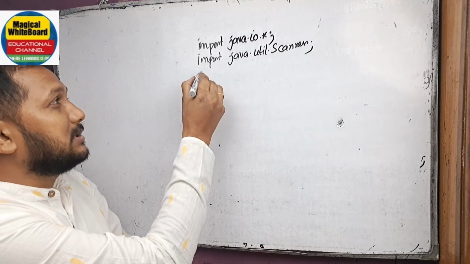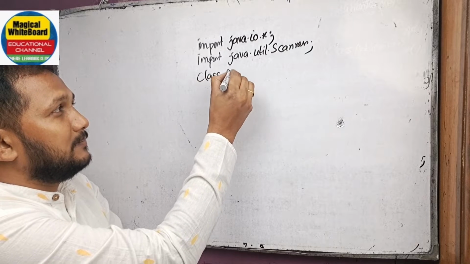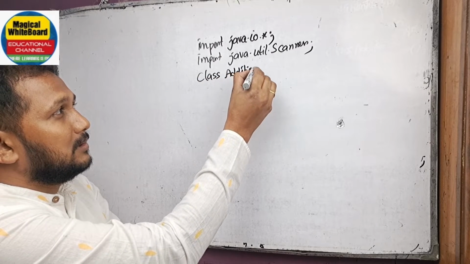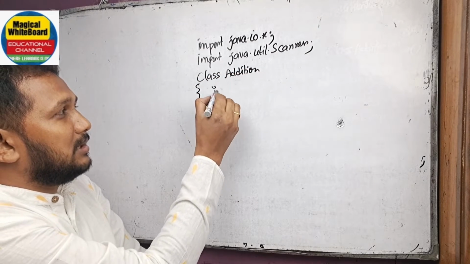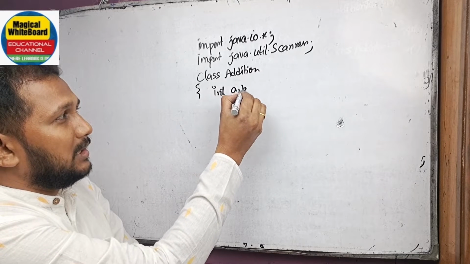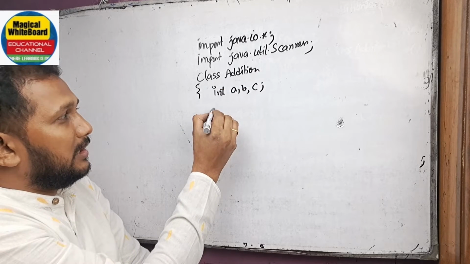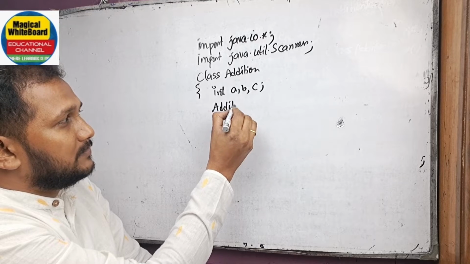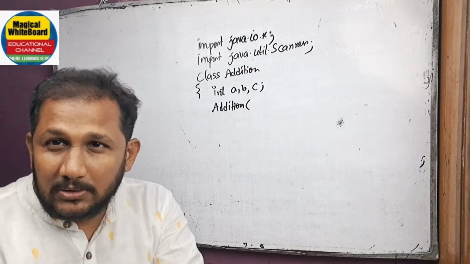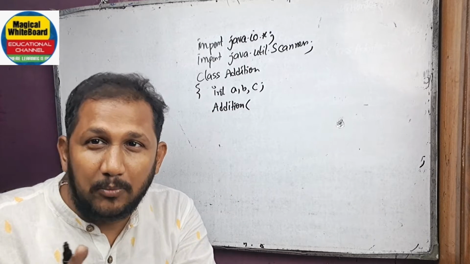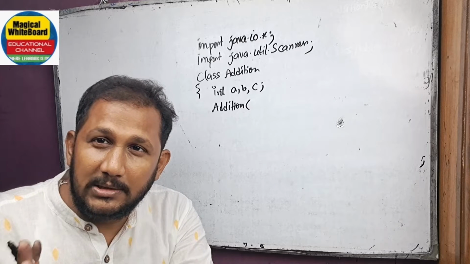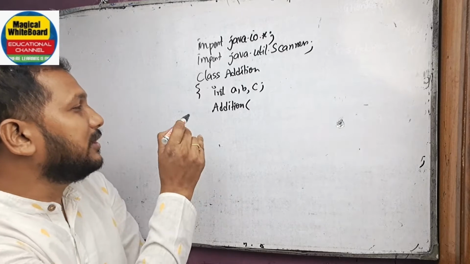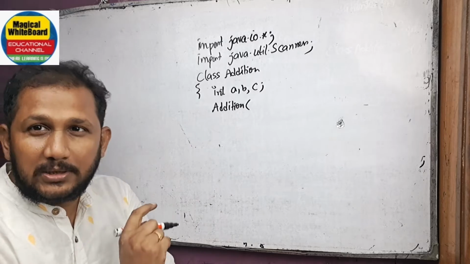Now the class name is, suppose, Addition, and these are the data members, suppose a, b and c. And Addition. Remember one thing, a constructor never returns anything, not even void. So no need to write anything before the name of the constructor.